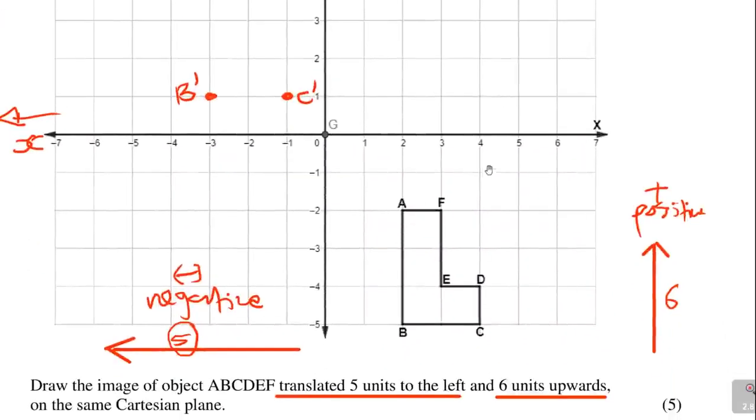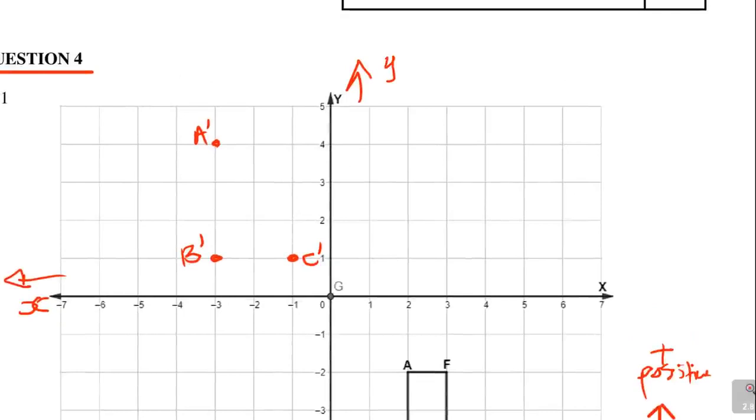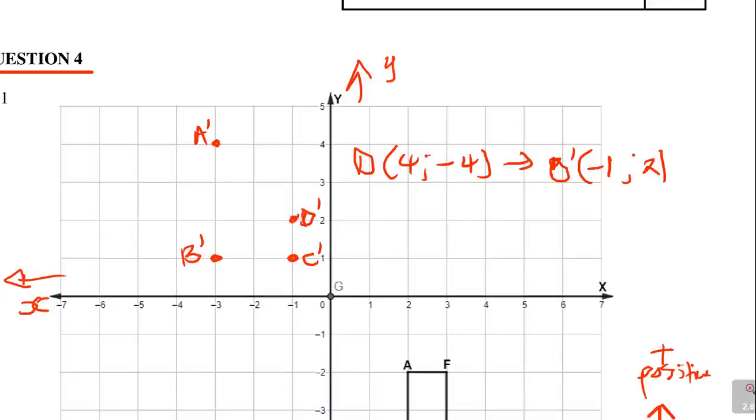And then D is 4, minus 4. So we come to our D as 4, minus 4. The new D after translation, remember, is 4 minus 5, which is minus 1. You're moving 4 minus 5 to the left, and then upwards, minus 4 plus 6 is what? It's 2. So now D is minus 1, 2. You identify your minus 1, and then you identify 2. There is the new D point. And then we move on.